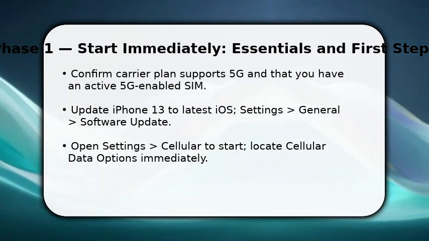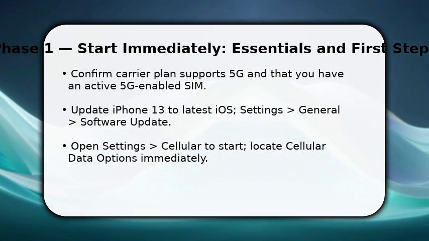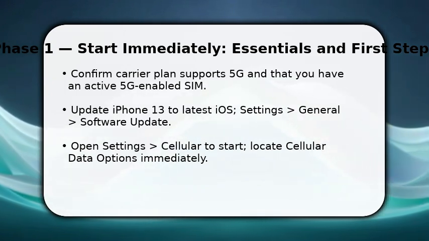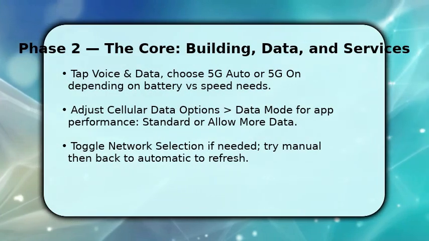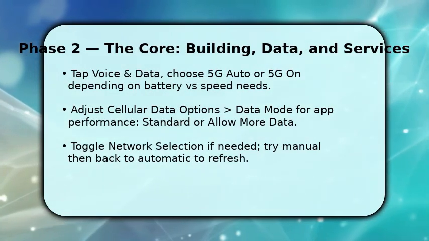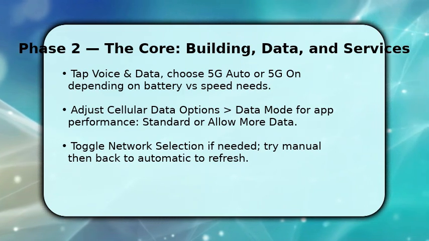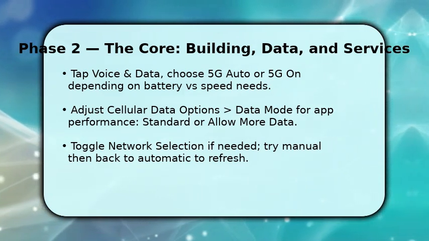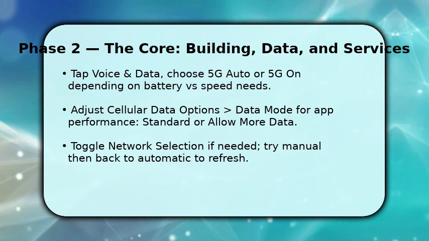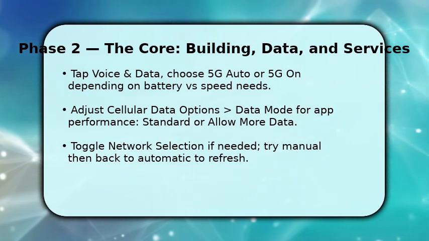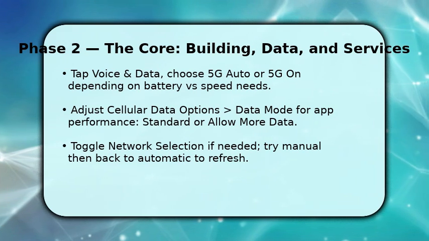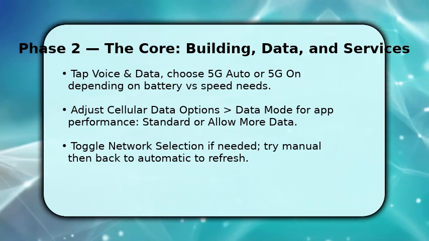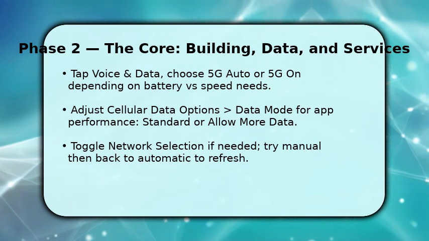Check Plan, update iOS, then tap through to Cellular Data Options to access 5G settings. Inside Cellular Data Options, tap Voice and Data and choose between 5G Auto for battery-friendly use or 5G On to force maximum speed. Pick based on whether you prioritize battery life or peak throughput. Then set Data Mode, standard for balanced use, allow more data for higher quality streaming and faster uploads.